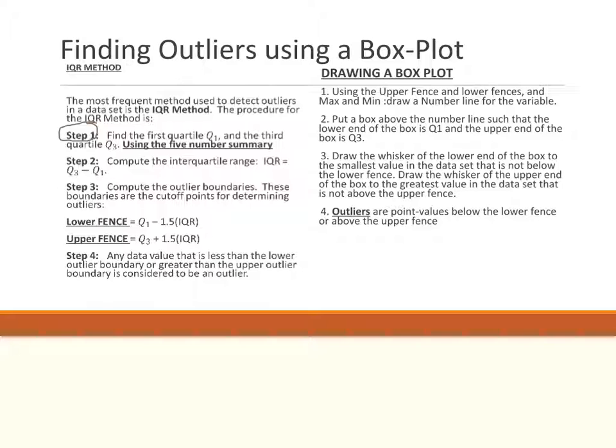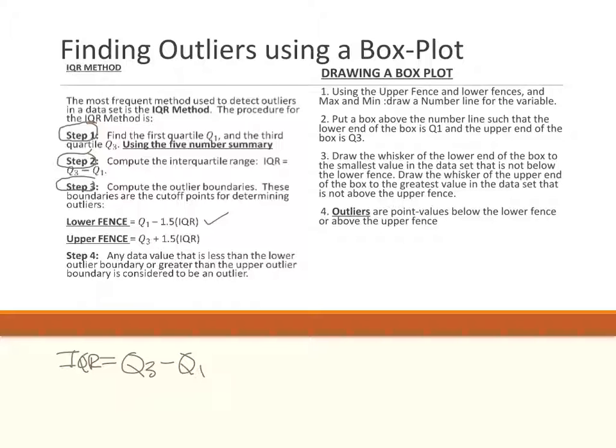The next step is to compute the interquartile range. The interquartile range is Q3 minus Q1. Okay, so IQR is equal to Q3 minus Q1. The third step is to compute the boundaries where the outliers may be. We'll call these the cutoff points, but in our case, we're going to call them fences. And we're going to use these fences in the box plot.